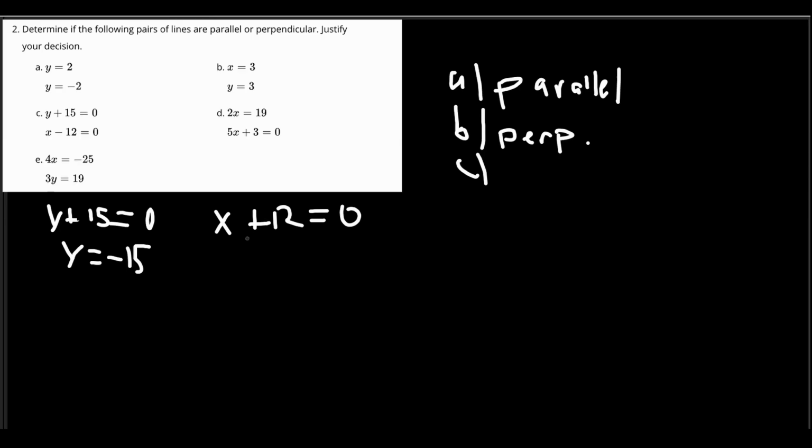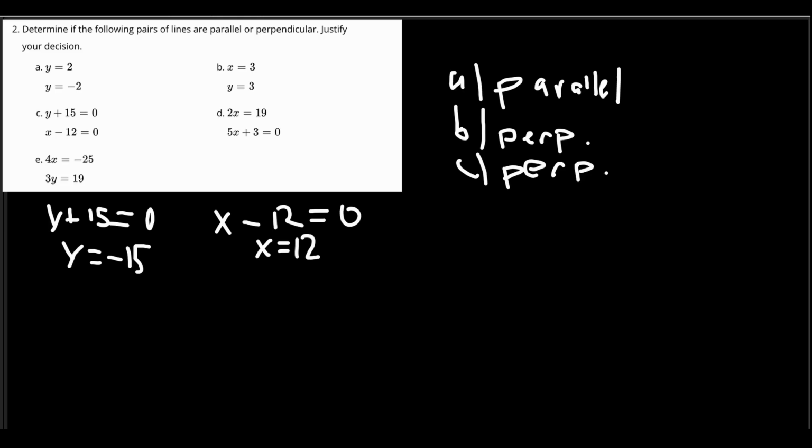And for this, oh, that's not right. This is a minus sign. And if we were to add 12 to both sides for this line, then you would get x is equal to 12. And these two are obviously horizontal and vertical lines. So it's just perpendicular. So for C, the pair of lines are perpendicular.